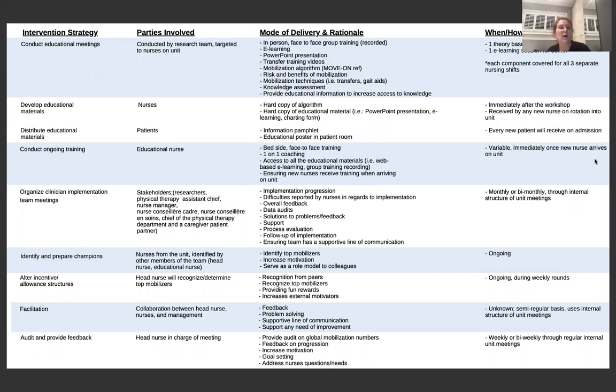I'm just going to highlight one of the intervention strategies. So conducting ongoing training. So essentially, who is that being delivered to? It's the educational nurses. So that's the parties involved. How is this going to be done? Bedside teaching, face-to-face training, one-on-one coaching. Basically, the rationale for this is that you need to train every new nurse that comes onto the floor so that the intervention can continue even past those nurses leaving. So when it's implemented, it's variable, depends when there's a nurse turnover. So we just want to ensure that everyone's getting that same intervention.